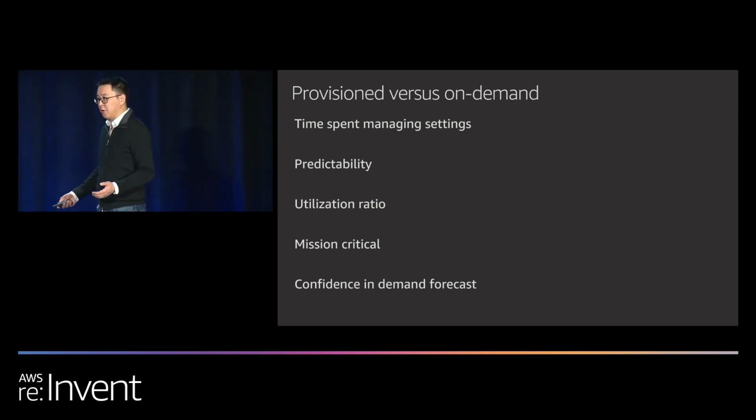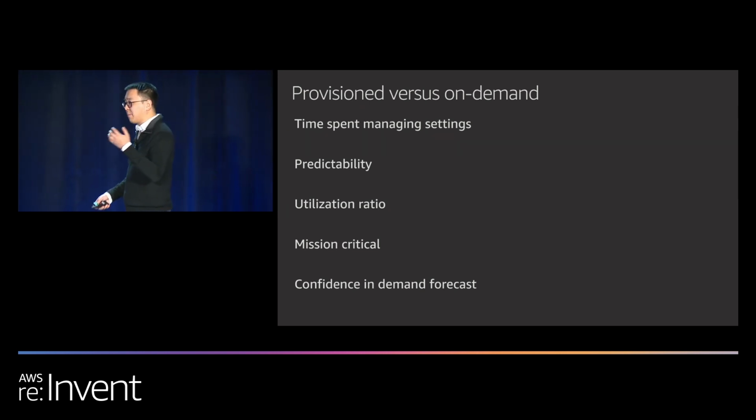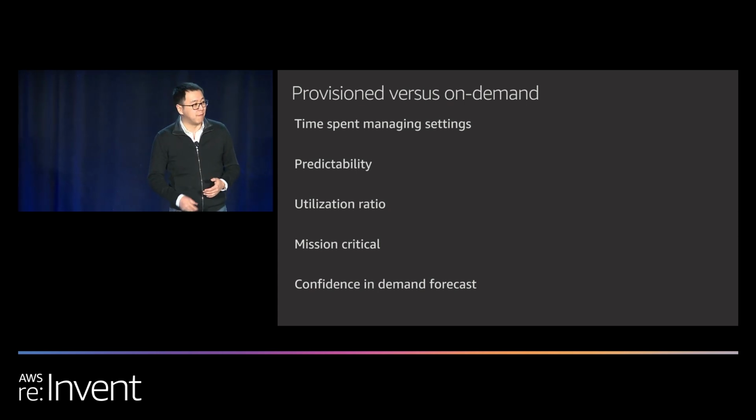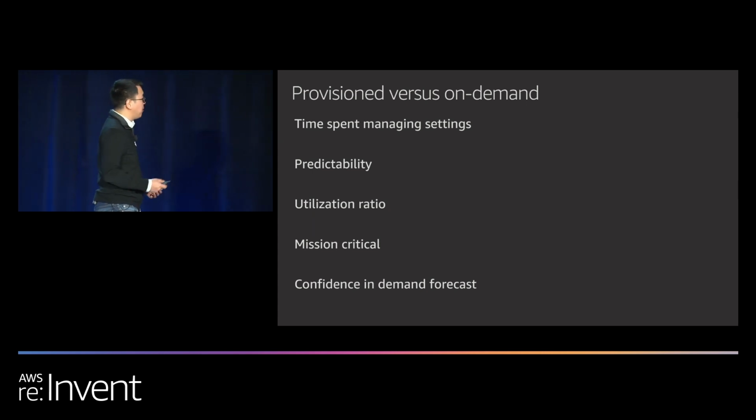How predictable is your workload? If your workload is highly predictable, you might actually be better off with provisioned mode, because when you can predict how much throughput you need, you can use auto-scaling, or you can just manually provision ahead of your spikes and get high throughput.